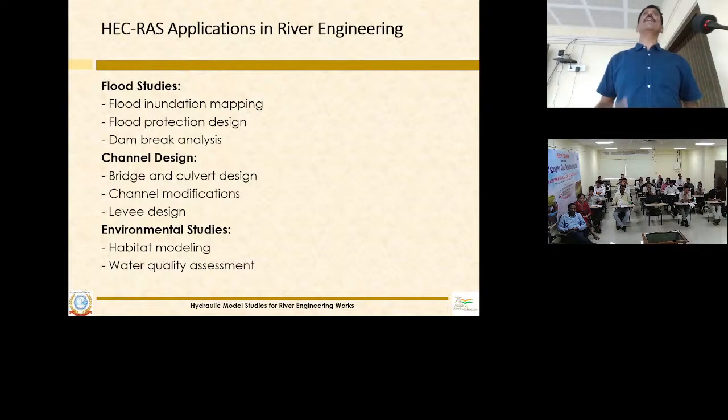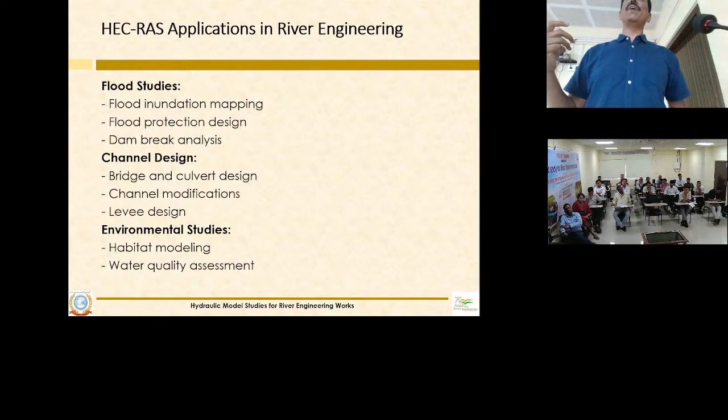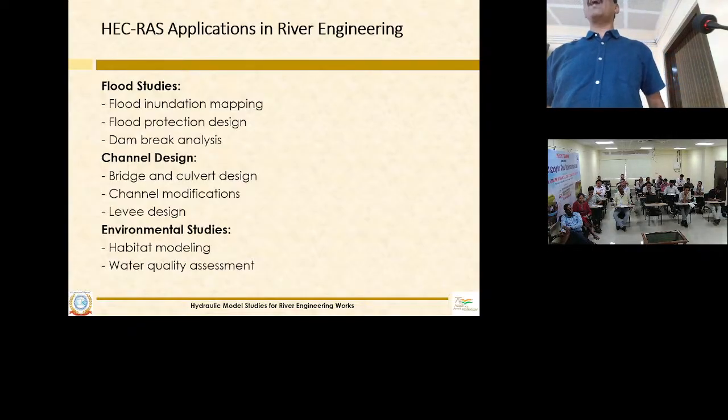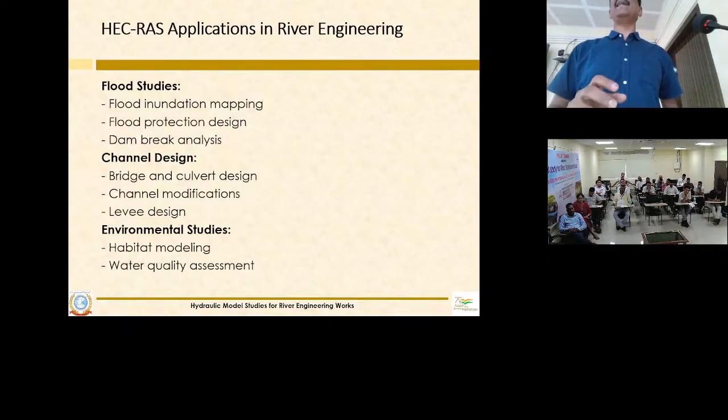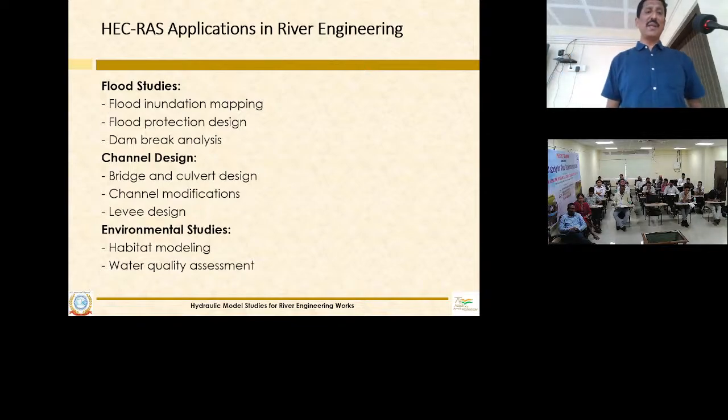Channel modification: if you are channelizing the river, you are doing some channel modification. Whether that modification will be suitable over a longer period of time, and whether the channel you are developing will get silted up. Suppose you are dredging a channel in the Brahmaputra river for navigation. If that channel is going to silt up over time, then it has no value. So the channel modifications you are planning can first be studied in the model and then implemented. That becomes very important.